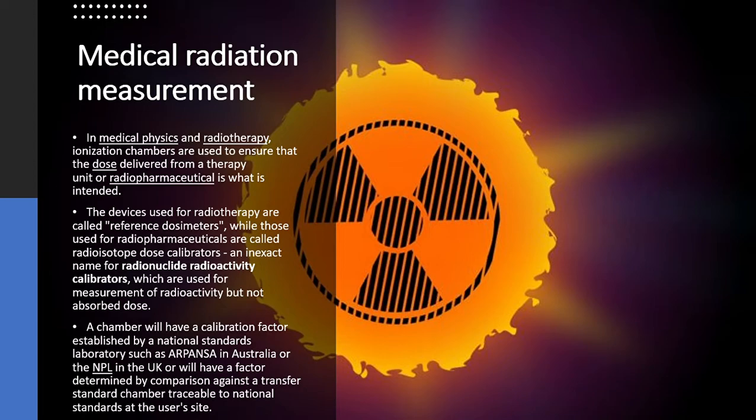Medical radiation measurement. In medical physics and radiotherapy, ionization chambers are used to ensure that the dose delivered from a therapy unit or radiopharmaceutical is what is intended. The devices used for radiotherapy are called reference dosimeters, while those used for radiopharmaceuticals are called radioisotope dose calibrators, an inexact name for radionuclide radioactivity calibrators, which are used for measurement of radioactivity but not absorbed dose.